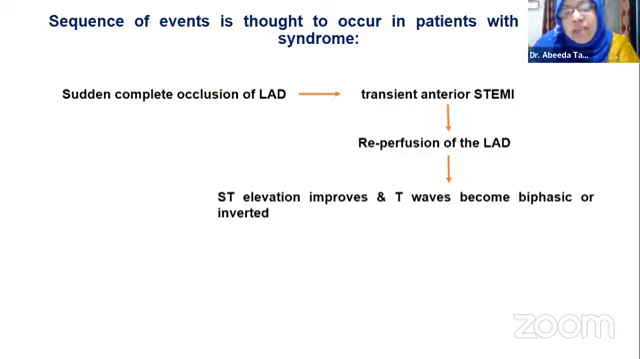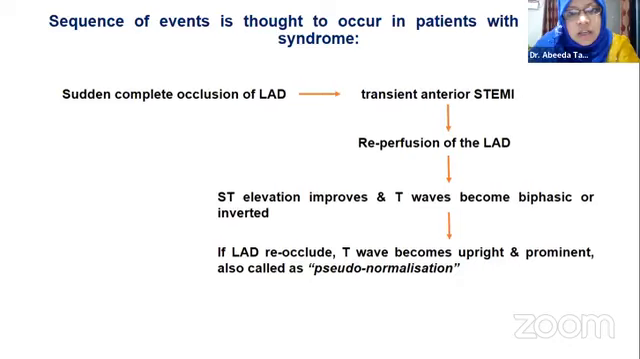But here, after the patient presented to us after 10 hours, the ST elevation is not present in the ECG, but the T wave changes we can see. Either it may become biphasic or inverted. So there is another term: if that is a really unstable area, the LAD might reocclude, and at that time the T wave, rather than being biphasic or inverted, becomes upright and prominent. This is also known as pseudonormalization.